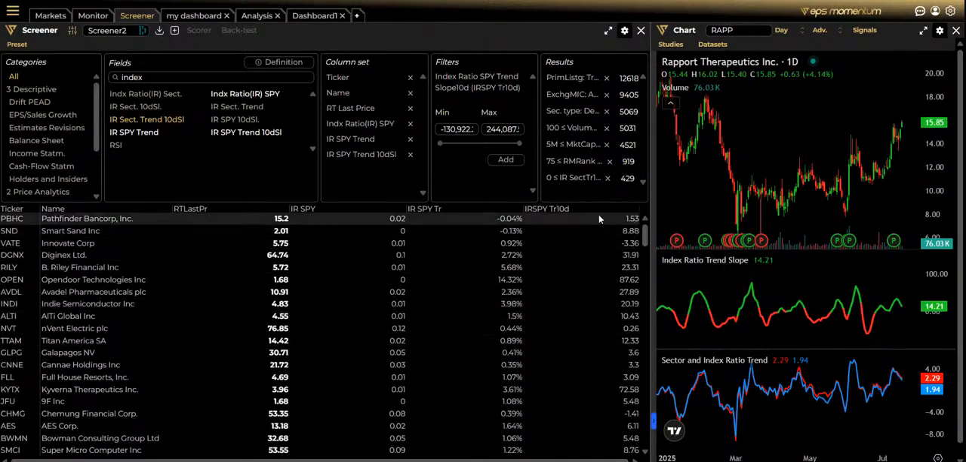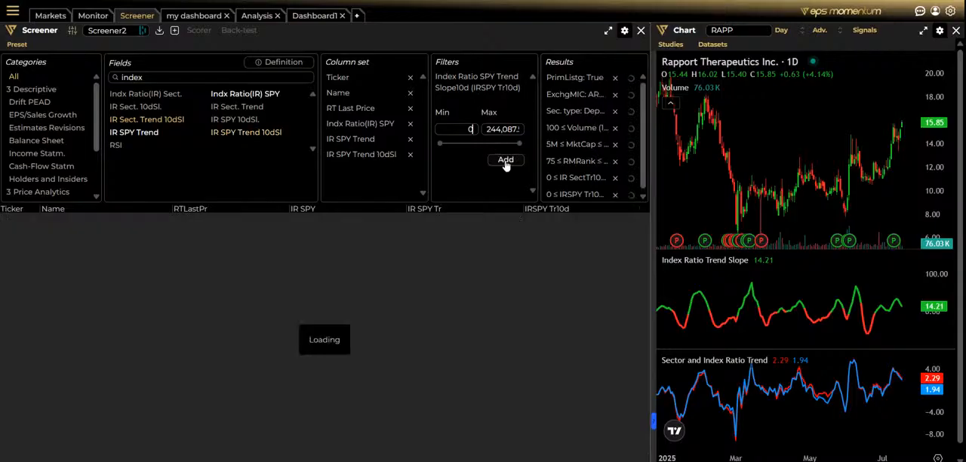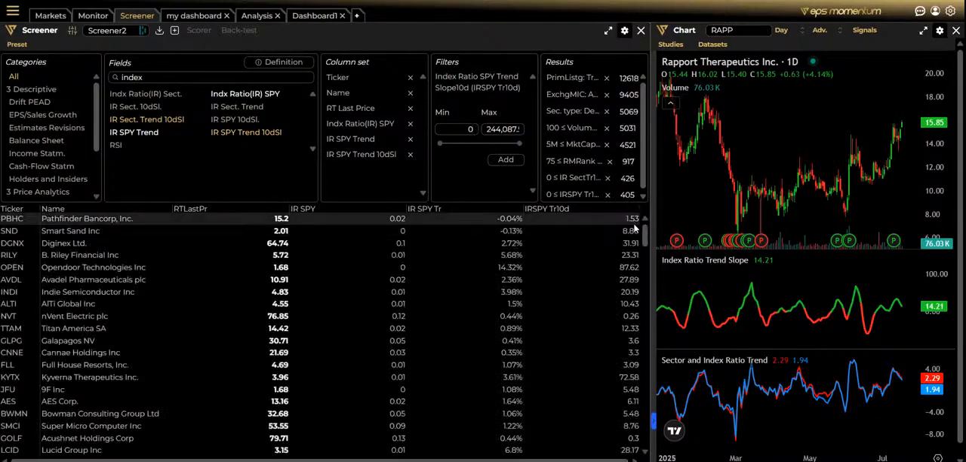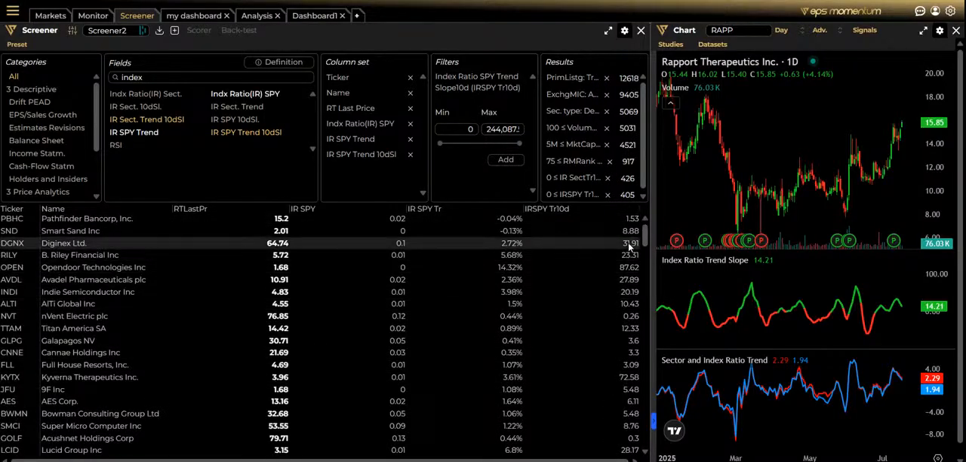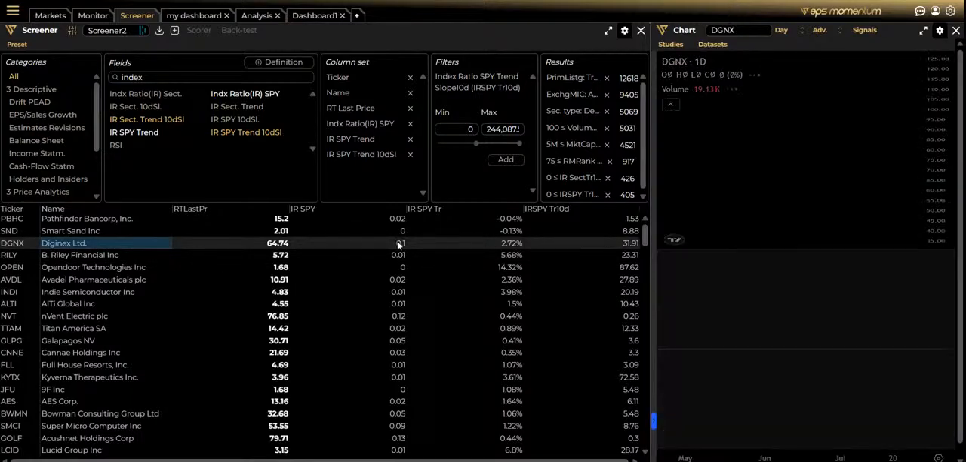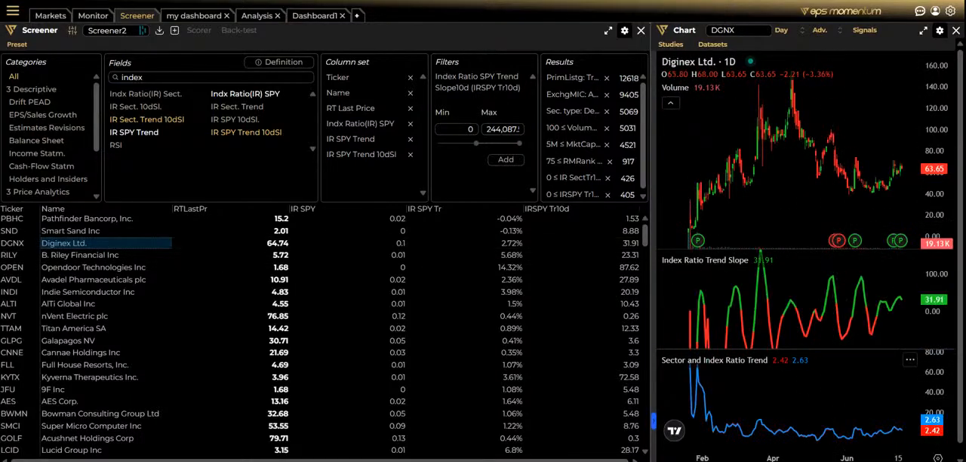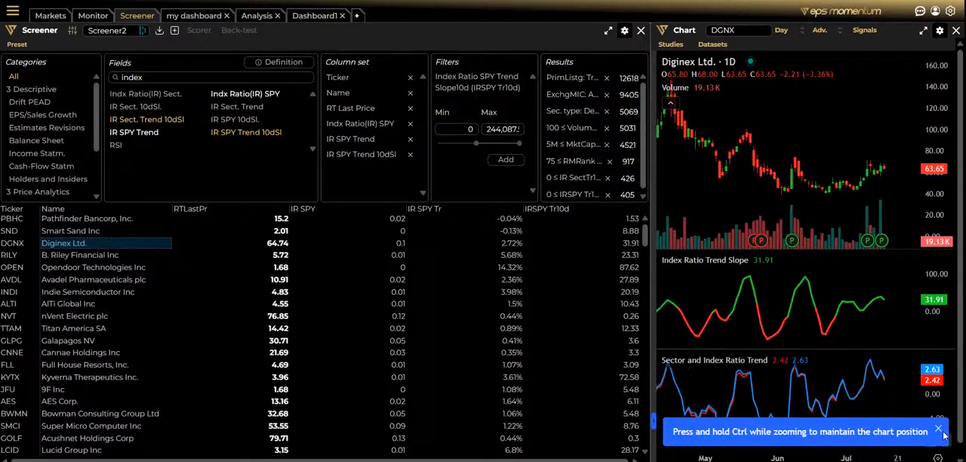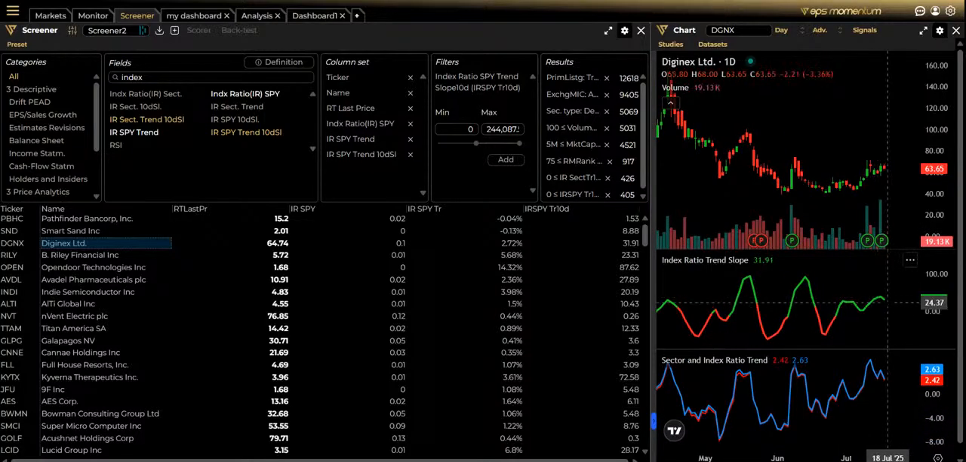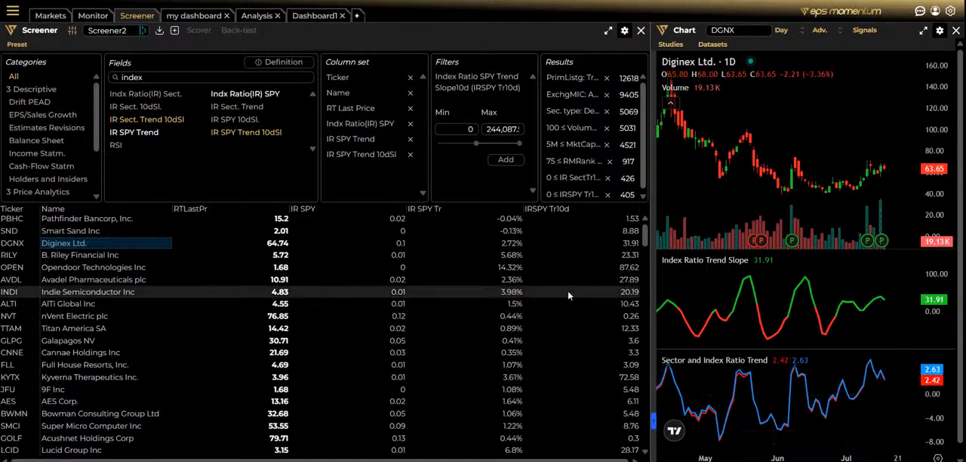Again, I can filter on this and pick the ones that are outperforming, with a positive slope, and really pick, for example, DigiNex, 63, and I can see a positive slope outperforming the market.